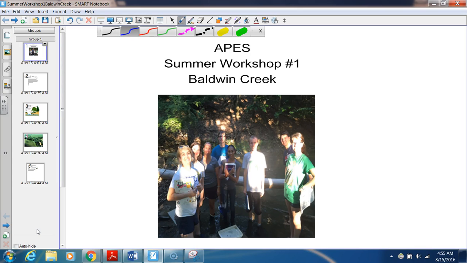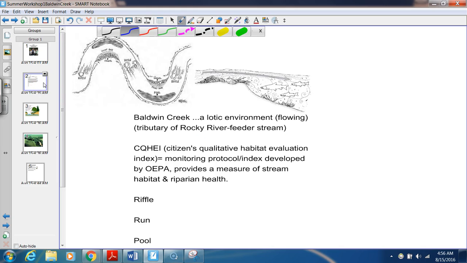So this is actually a picture of the people that showed up for this first summer workshop, and we are standing in Baldwin Creek, and this creek is the one that runs adjacent to the Berea Pool on the west side of South Rocky River Drive. This is right across from the Music Mound, if you're familiar with the area in the metro parks there. And what we did was we performed a citizens QHEI, which is a qualitative habitat evaluation of the actual stream.